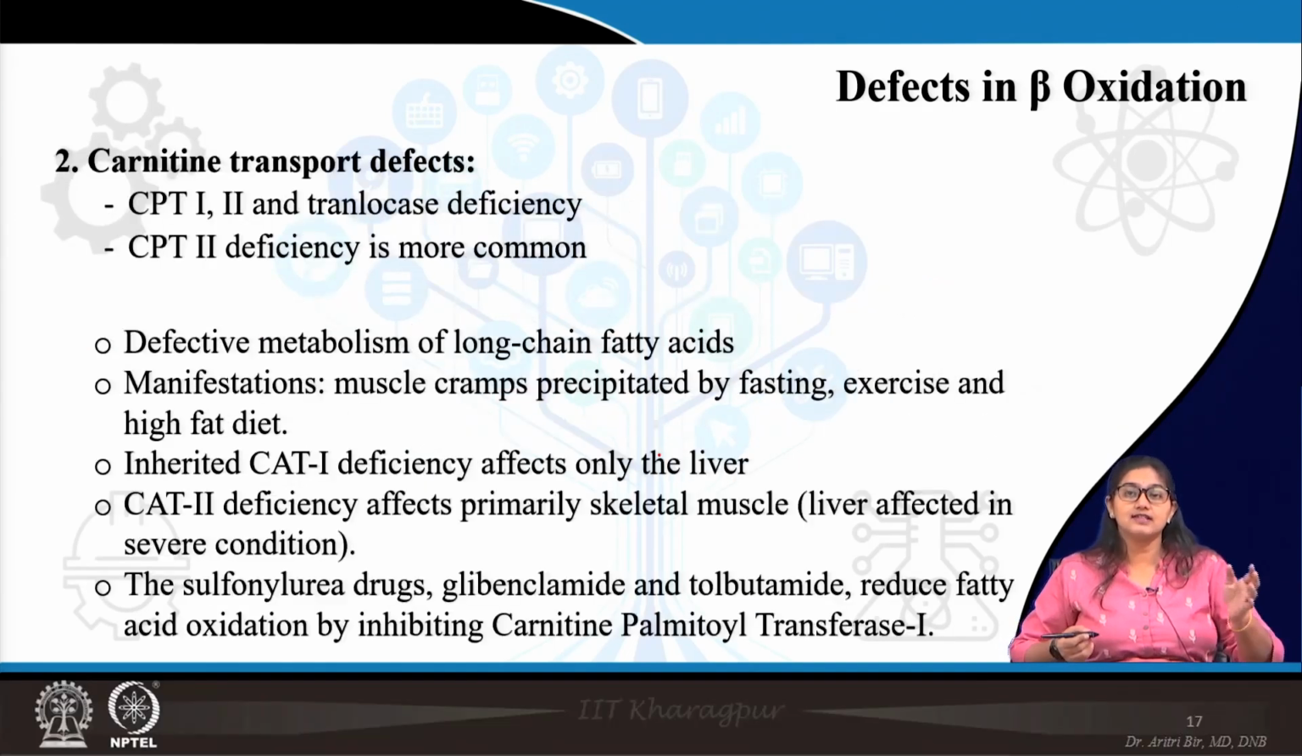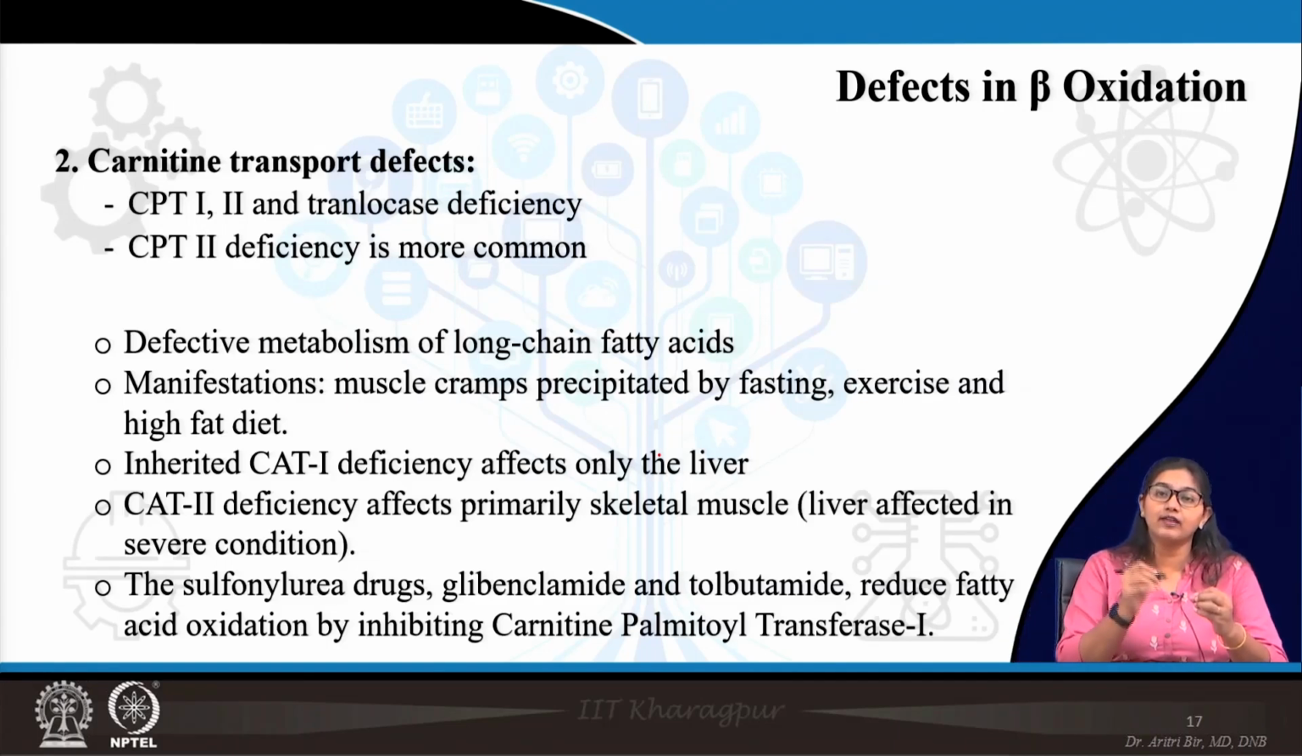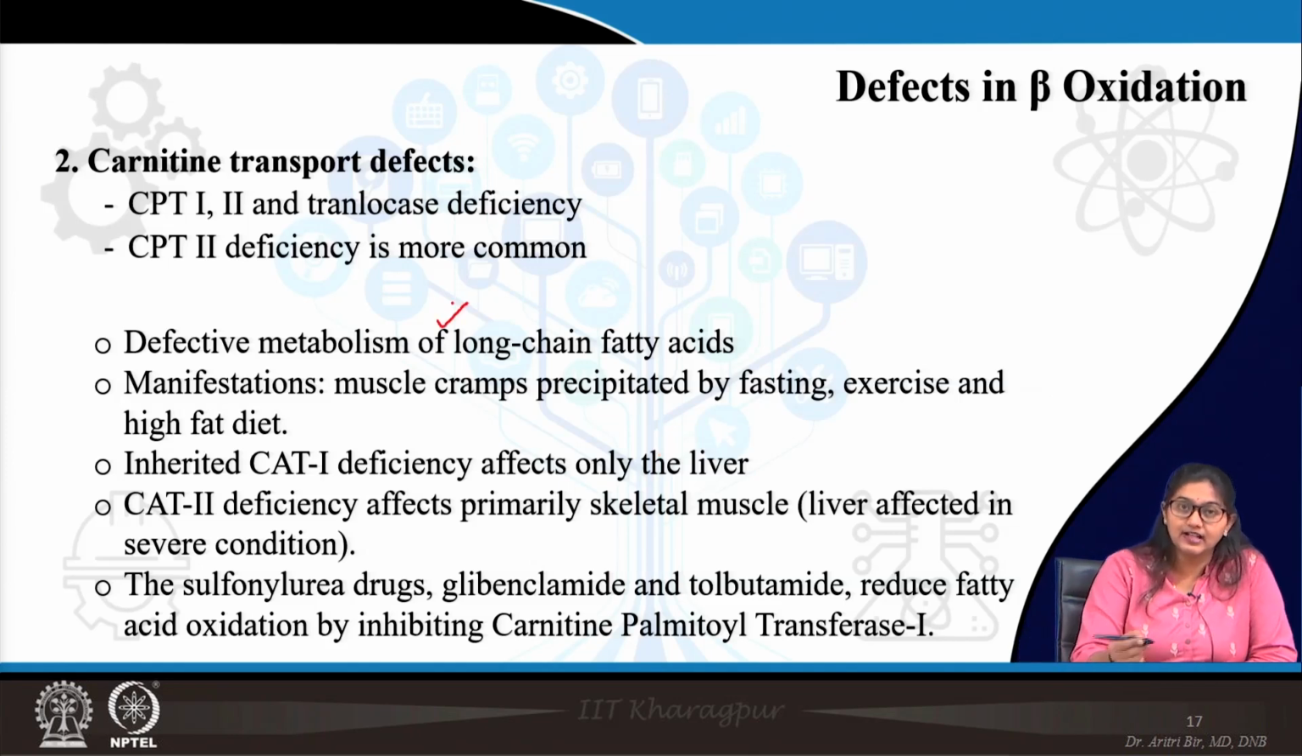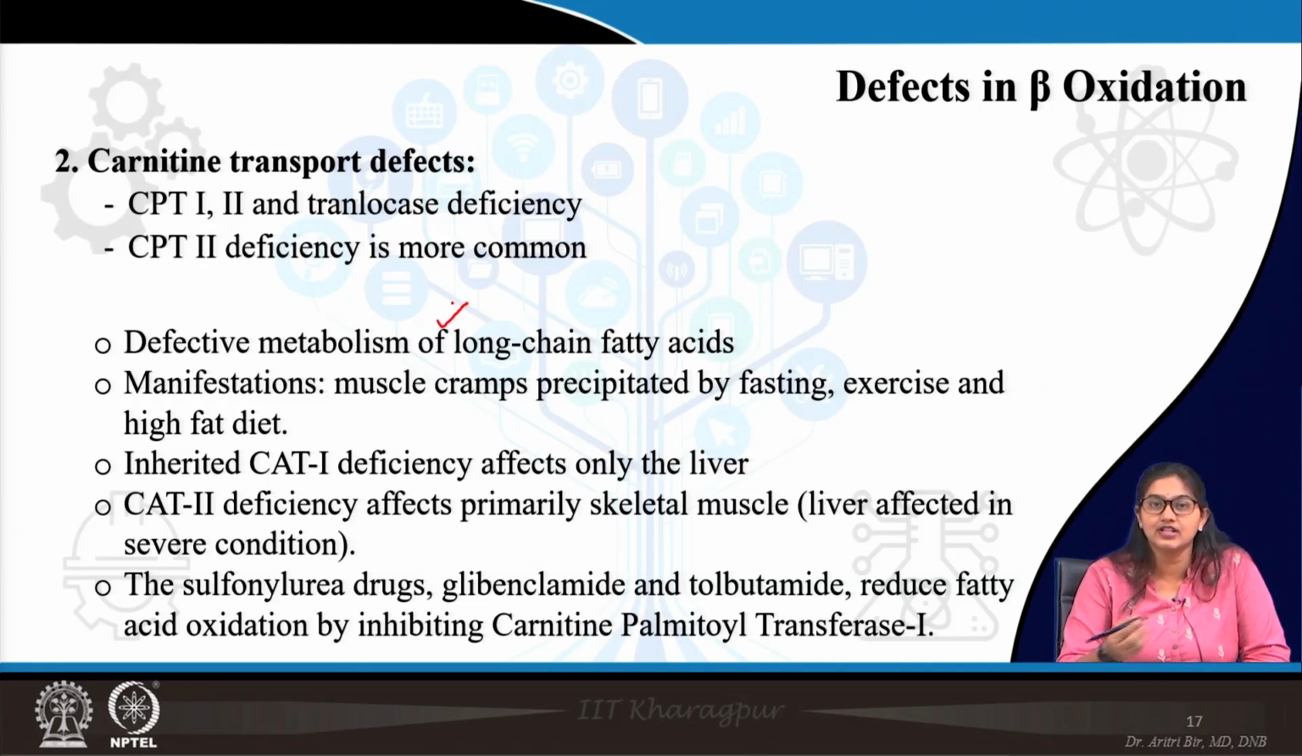Now what happens when there is primary carnitine deficiency? Remember, I am talking about the carnitine molecule being deficient, but the carnitine shuttle is also hampered when the enzymes are deficient. So that is a transporter defect. That can be carnitine palmitoyl transferase 1, carnitine palmitoyl transferase 2 or translocase enzyme deficiency. Remember the manifestation is in long chain fatty acid metabolism, because short chain and medium chain fatty acids can be transported easily via the membrane.